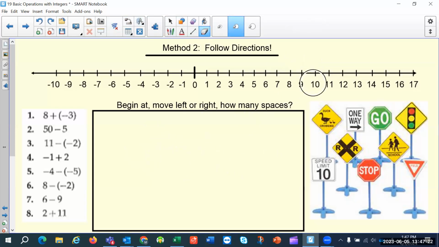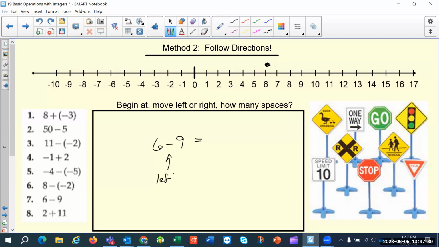Now remember, these are the same questions we did yesterday with money. Slightly different method. 6 minus 9. So we're going to start at 6, right here. Which direction do we go? Well, we have a minus sign. So we're going to the left. How many spaces? The last number, 9 spaces.